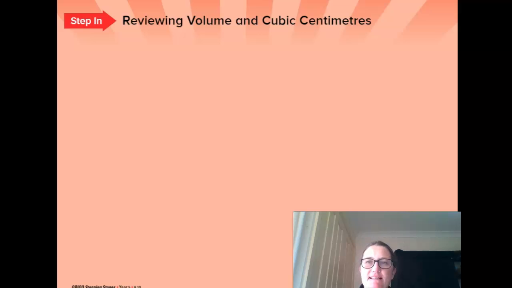Can you then write down the dimensions of your cube? We're going to imagine all of our cubes are 1 centimetre by 1 centimetre. So that's what you would write down. It's a 1 centimetre by 1 centimetre cube.